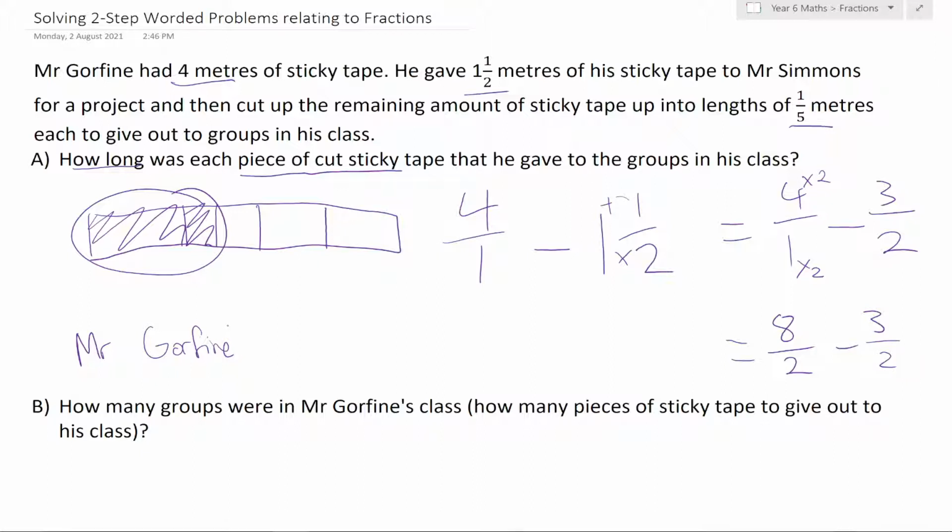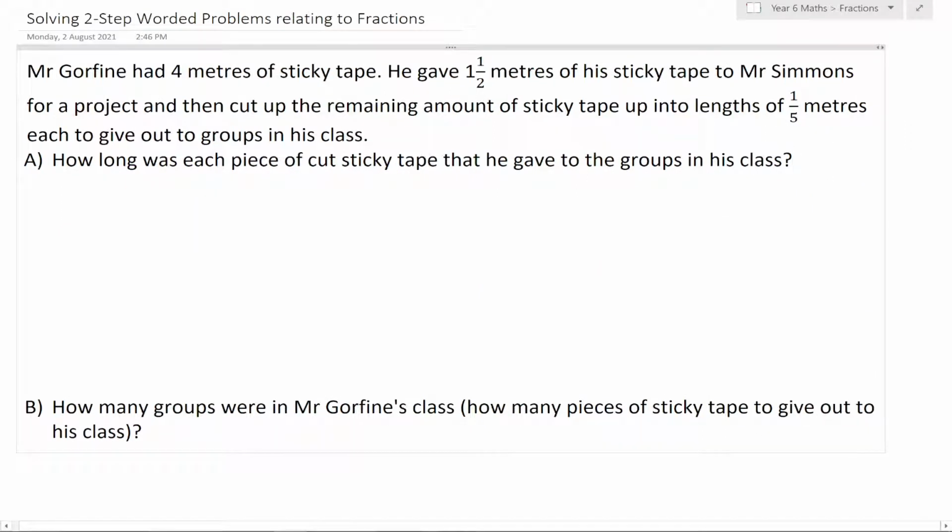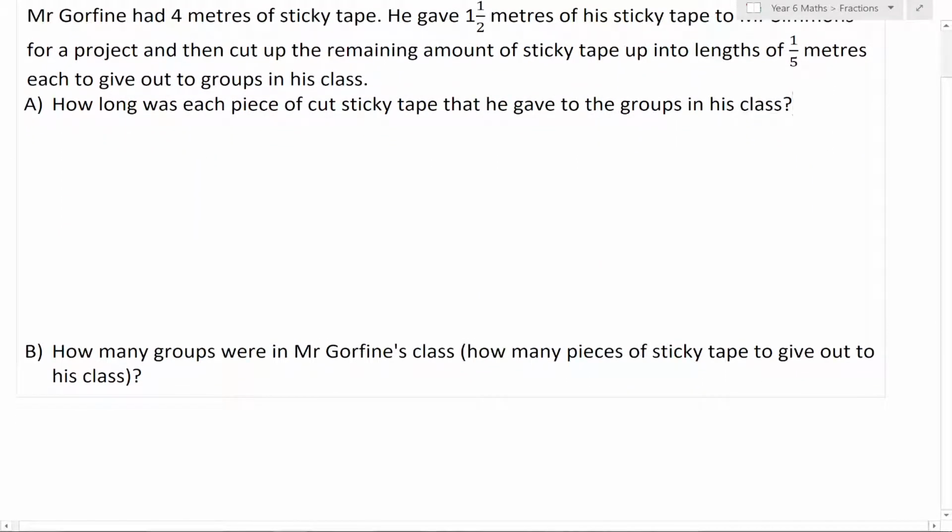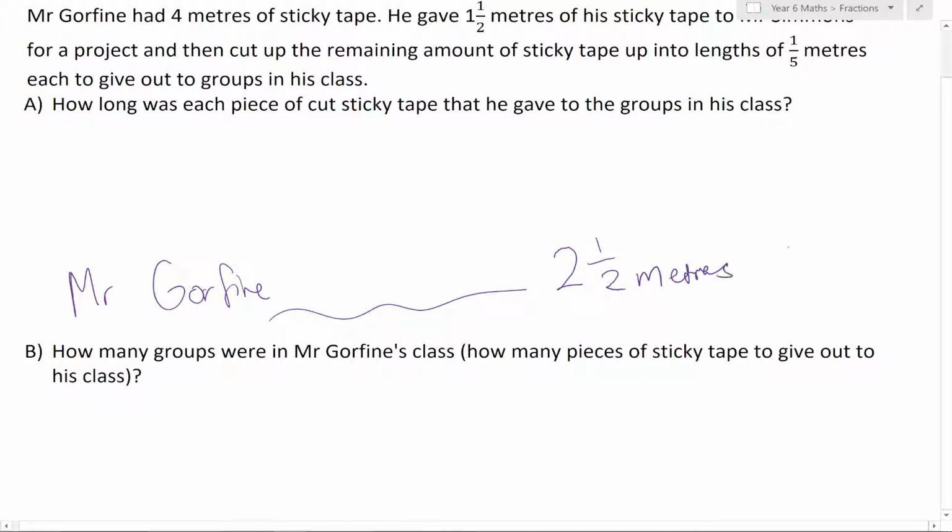that's going to be part 1, and then we're going to need to then work out how long each piece is going to be. Sorry, my computer froze a bit and it deleted everything. I'll just keep going. So we had 2.5. So Mr. Gorfine, and you write it as a nice sentence, had 2.5 meters, man, such messy handwriting, of sticky tape to give out to the groups, right? You get the idea. Finally, write that in.